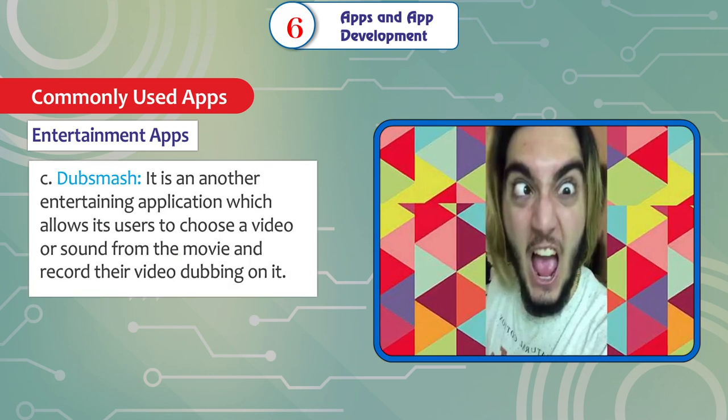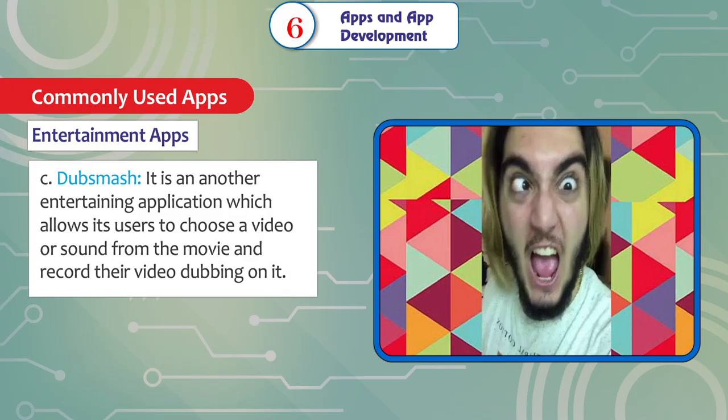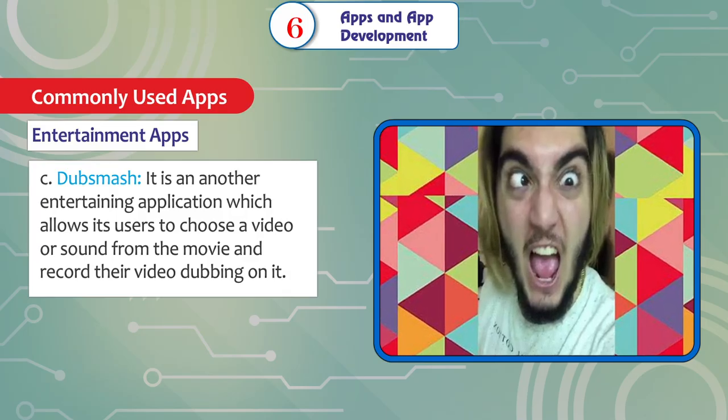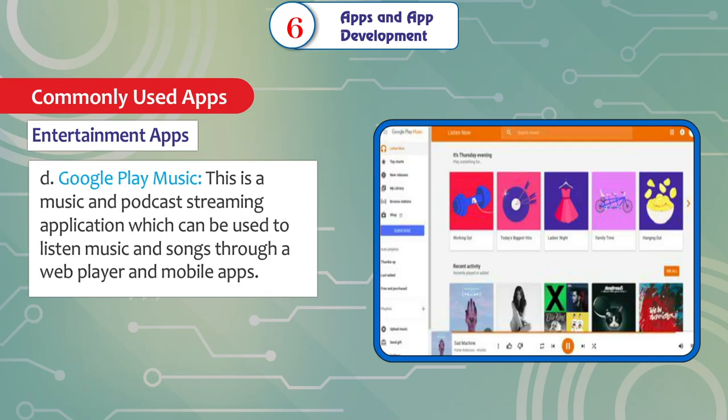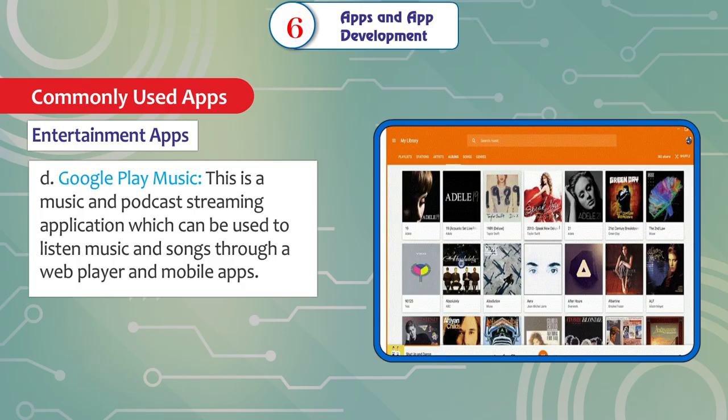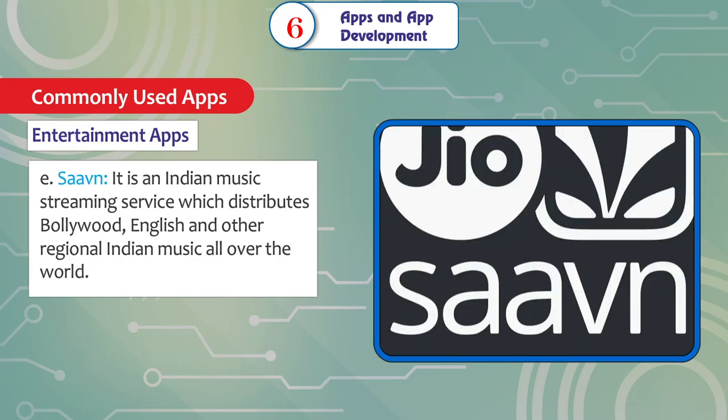C. Dubsmash. It is another entertaining application which allows its users to choose a video or sound from the movie and record their video dubbing on it. D. Google Play Music. This is a music and podcast streaming application which can be used to listen to music and songs through a web player and mobile apps.